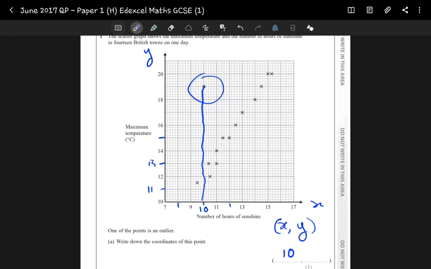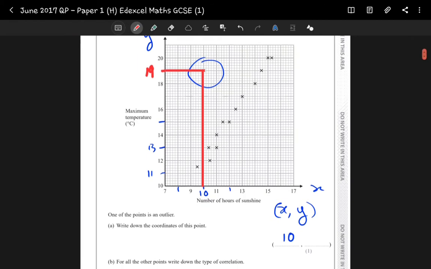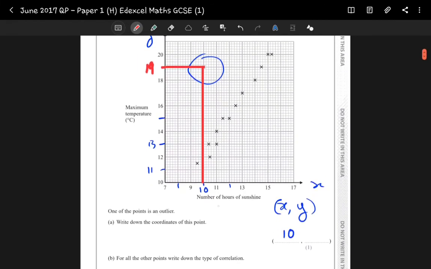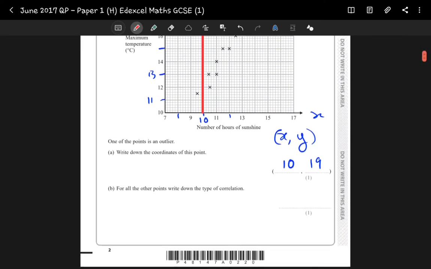So this is 11, that is 13, and then we see here if we draw a line. By the way, in the actual exam, you would use a ruler to do this if you want to be very accurate. I can do a straight line like that with my little tool. Pretty impressive. But anyway, it lands us bang on number 19 there. So that tells us that at 10 hours of sunshine we record a maximum temperature of 19 degrees, which means our coordinate here will be 10, 19, like that. So that gives us the answer for the first one.